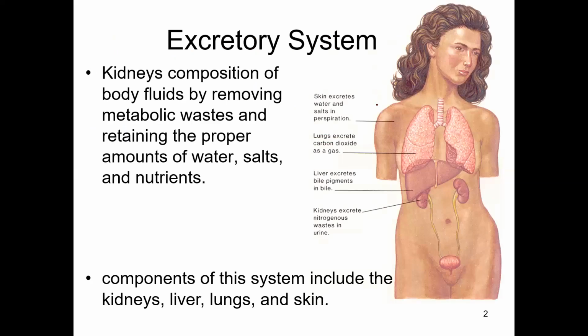What you see here is that organs of excretion include the skin for salts and perspiration, the lungs for carbon dioxide, the liver for bile pigments. We're also going to be talking about this with deamination, and the kidneys for excretion of what is deaminated nitrogen wastes in the urine. So those are your four organs of excretion, and we're really going to focus in today just on this organ right here.